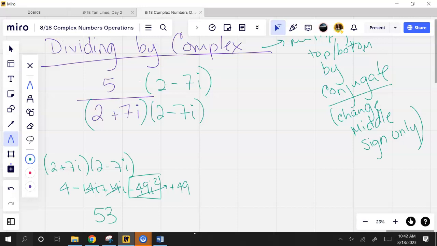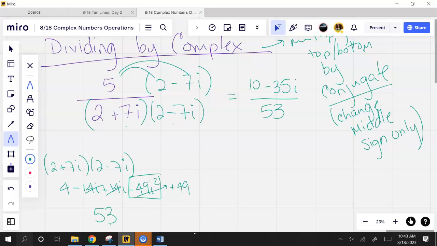So now all I have to do is do the same thing to the top, which is multiply by the conjugate. On the bottom, did everybody get 53 for that, by the way? All right, so the bottom, when I multiply these two together, I get 53. Up top, I get 10 minus 35i. Now is my fraction okay? Yes, because there's no i in the bottom. The i in the bottom is the problem, because we can't have a square root in the bottom.